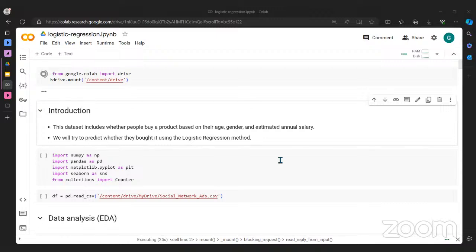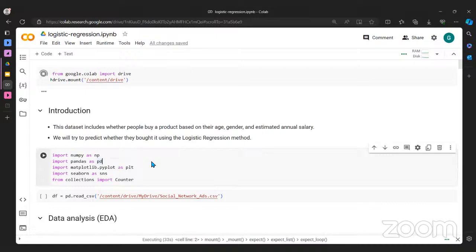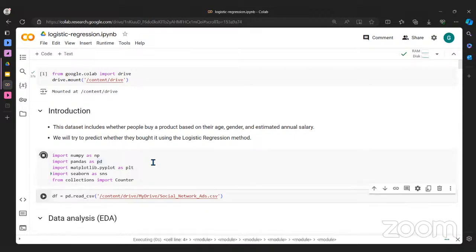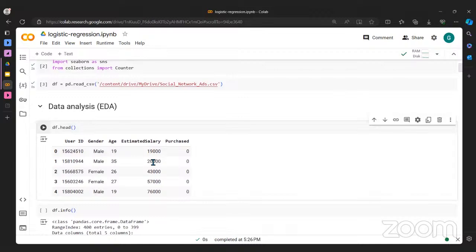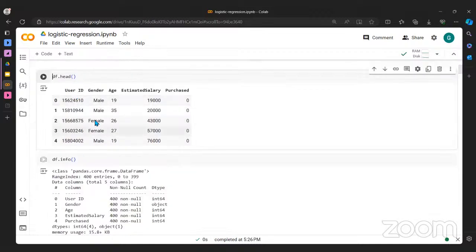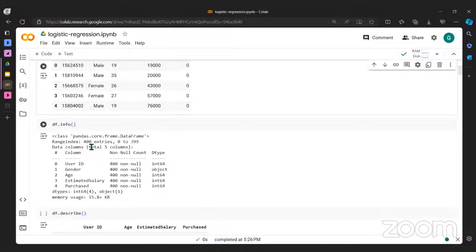Let me connect to my drive. All right, so I'm almost there. These are just the required libraries for now. We're still going to import more. I'm going to run this. This is where I read in the data. This is just a small EDA. This is a preview of the data. We have the user ID, the gender, the age, the salary, and again whether the person purchased something or not. We have 400 entries, that's 400 observations.